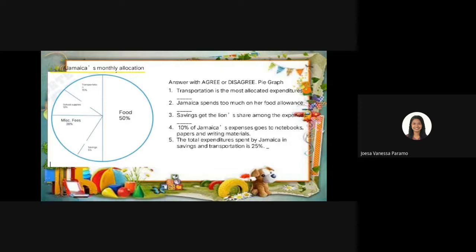Before you answer the activity, I will read first the direction. Answer with agree or disagree on the five graphs. Number one, transportation is the most allocated in expenditures. Number two, Jamaica spent too much on her food allowance. Number three, savings get the lion's share among the expenses. Number four, 10% of Jamaica's expenses goes to notebooks, papers, and writing materials. And last number, the total expenditure spent by Jamaica on saving and transportation is 25%. Okay, are you done? Okay, thank you.